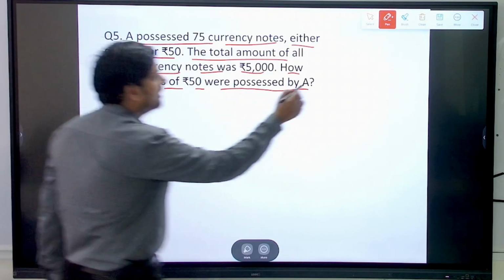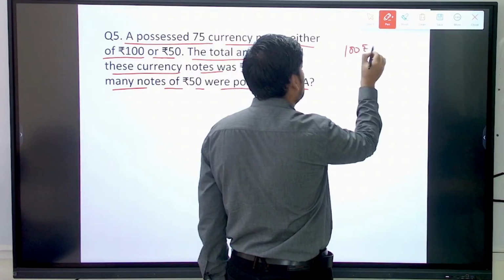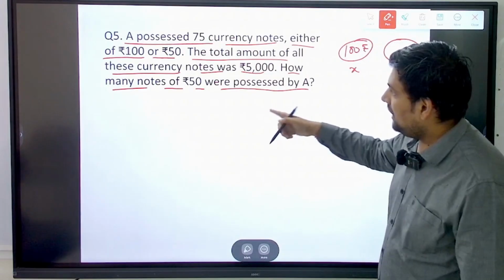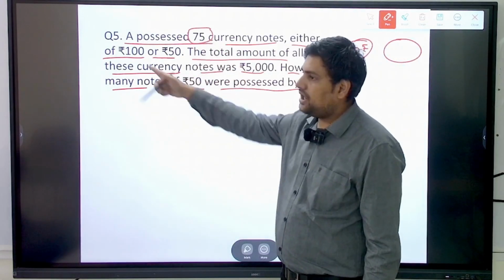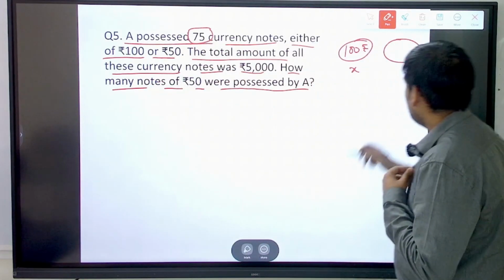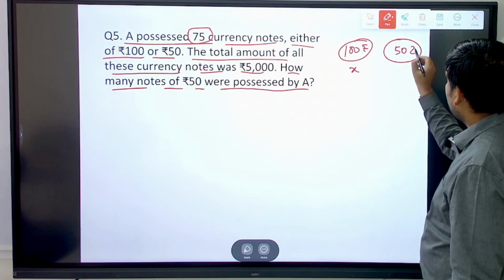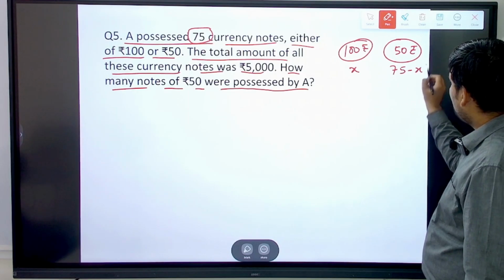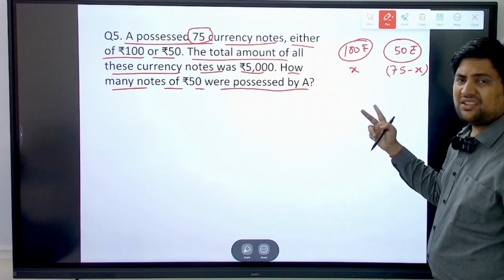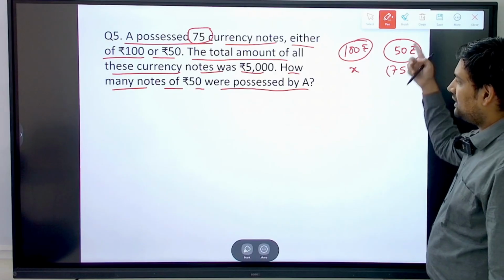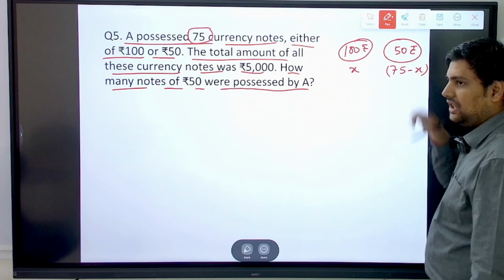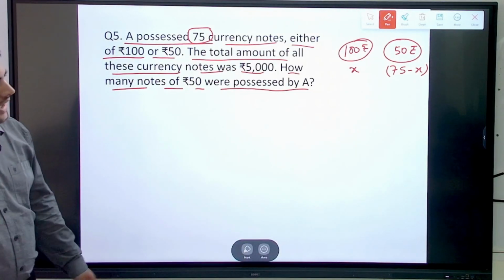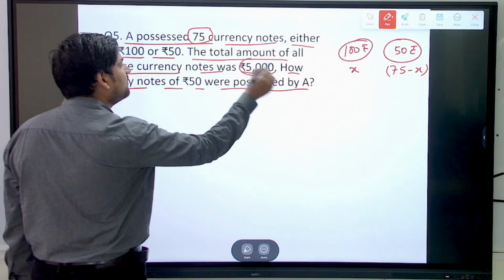Let's say 100 rupees notes are x in number. Then if total notes are 75 and 100 rupees notes are x, the 50 rupees notes will be 75 minus x. Simple, because total notes are 75. Now I just need to multiply this. It is given that the total amount of money is 5,000.